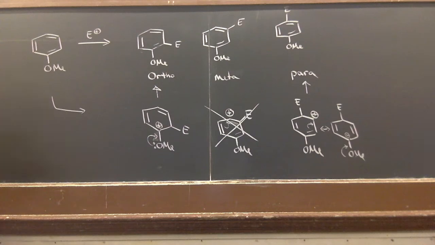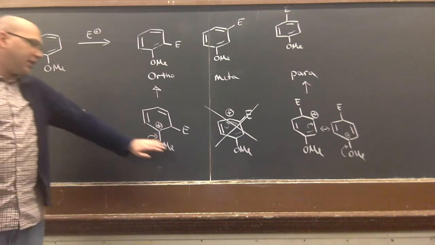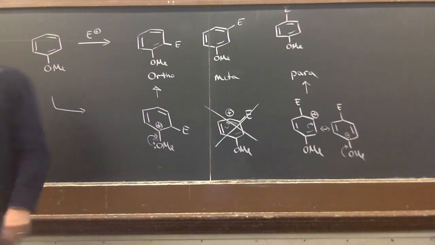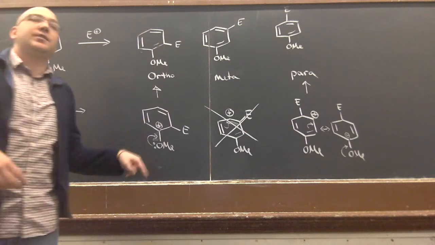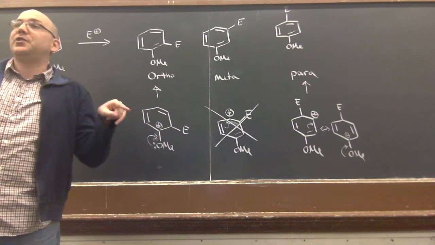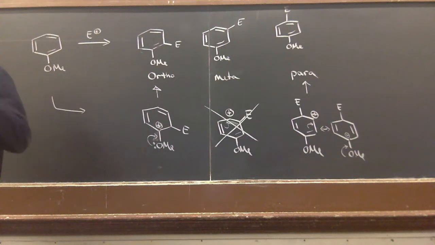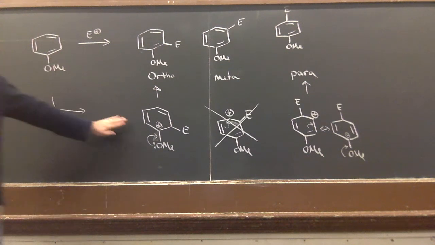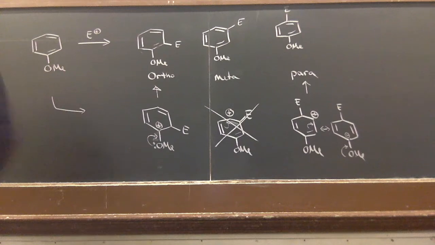What I want you guys to recognize, most importantly, is when groups are able to direct substitution in a specific position, and what types of groups will do this. And so you should often look at the resonance forms. Okay? So this was one where we had methoxy. Methoxys are really, really good donors.